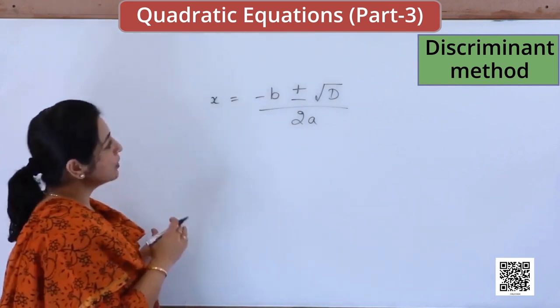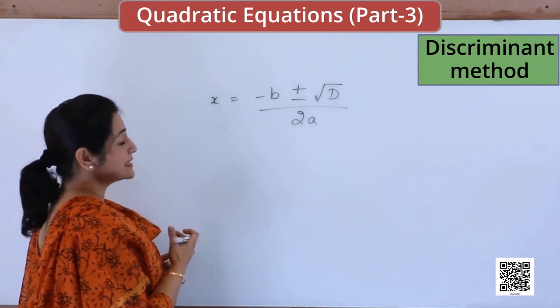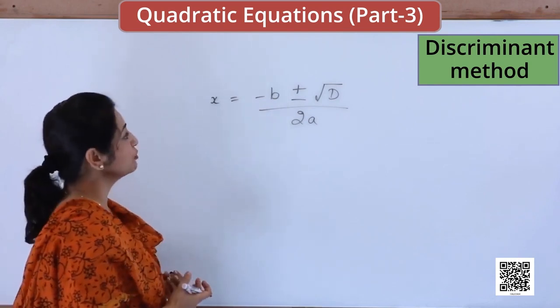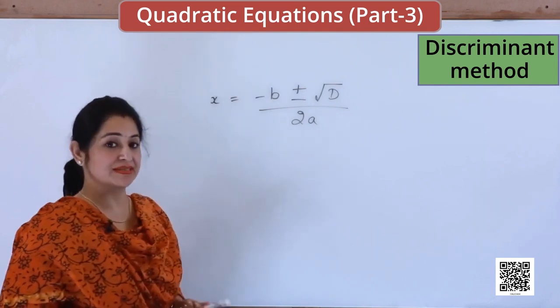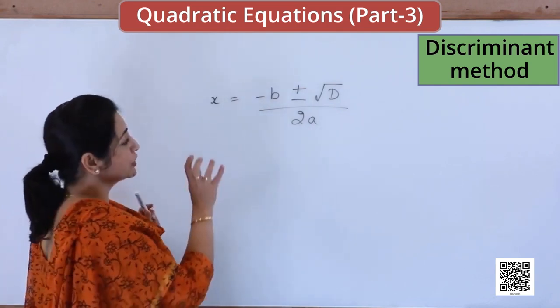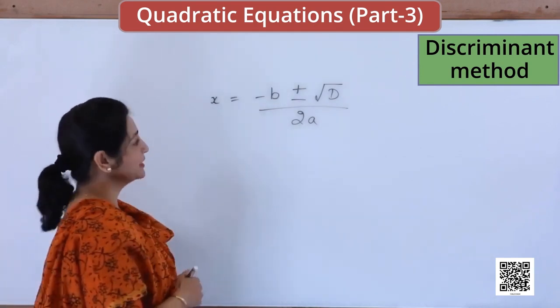Now, let us look at all the elements one by one. It starts with x. Now, x is the root, so it means this formula will directly give us the roots. No more calculations, no factorizations, nothing else. Simply putting the values in the formula and we will get the answer. So, that's a good thing.